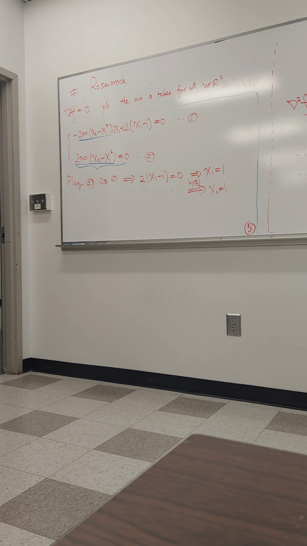Alright, so now let's take the derivative of this. When we take the partial derivative with respect to x1, x2 is a constant. So the first term gives us minus 400 x2, plus 1200 x1 squared, plus 2.